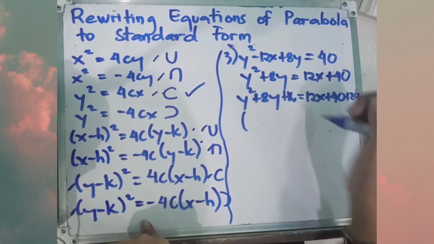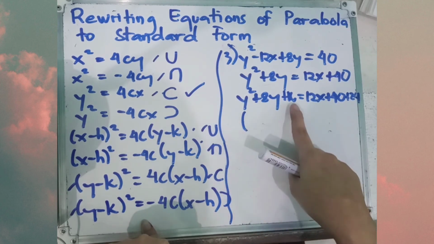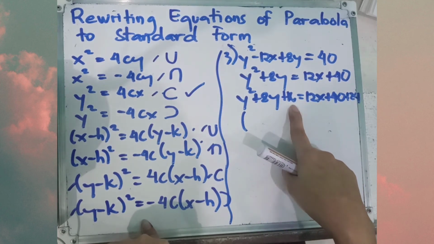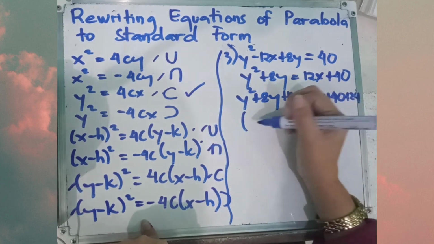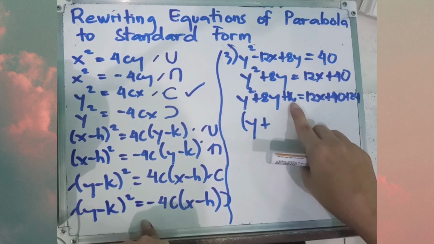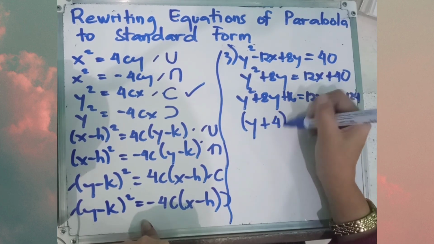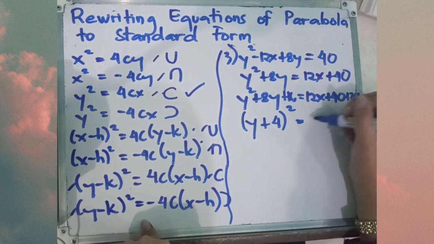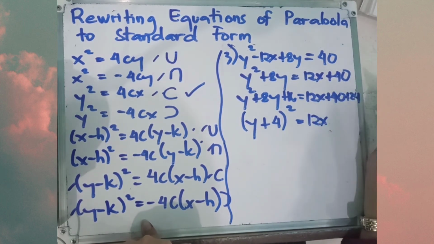Look for the factor. Again, since this is a perfect square trinomial, the factor is the square of a binomial. Square root of the first term, y. Sign of the second term, positive. Square root of the third term, 4, close parenthesis, squared. Simplify the right side of the equation, that's 12x.